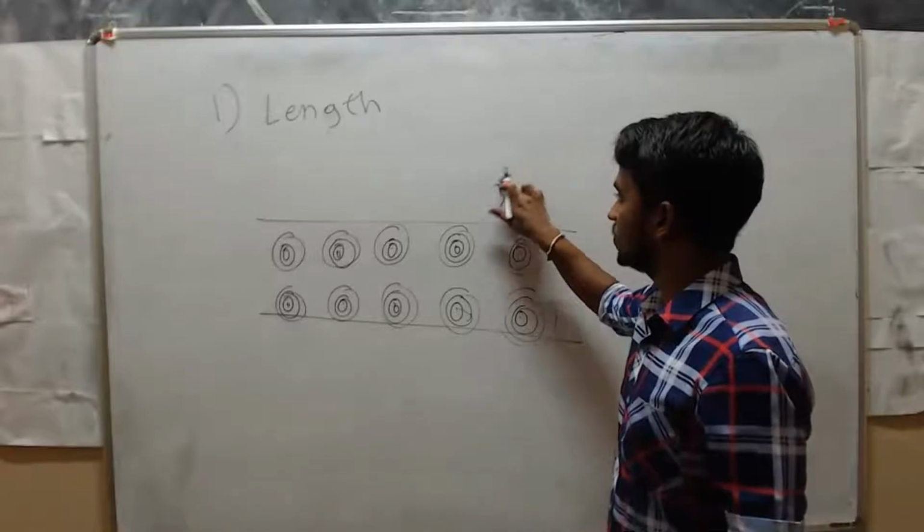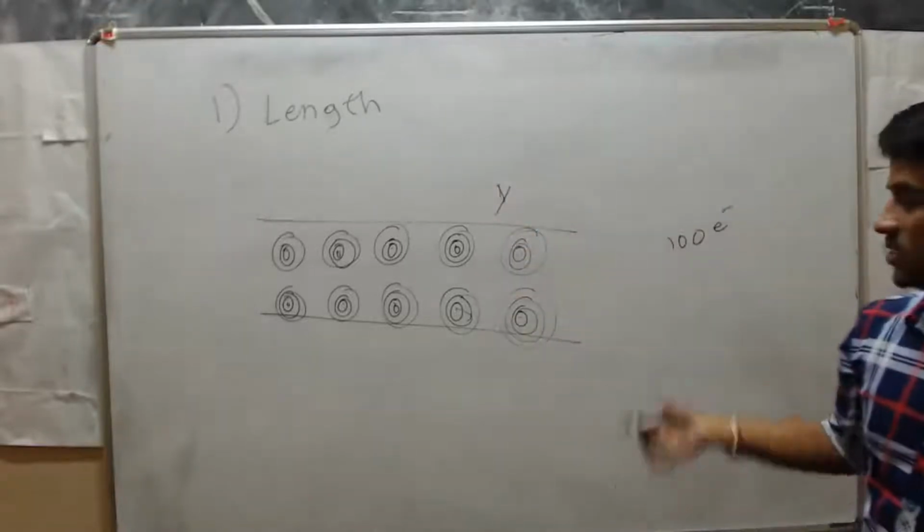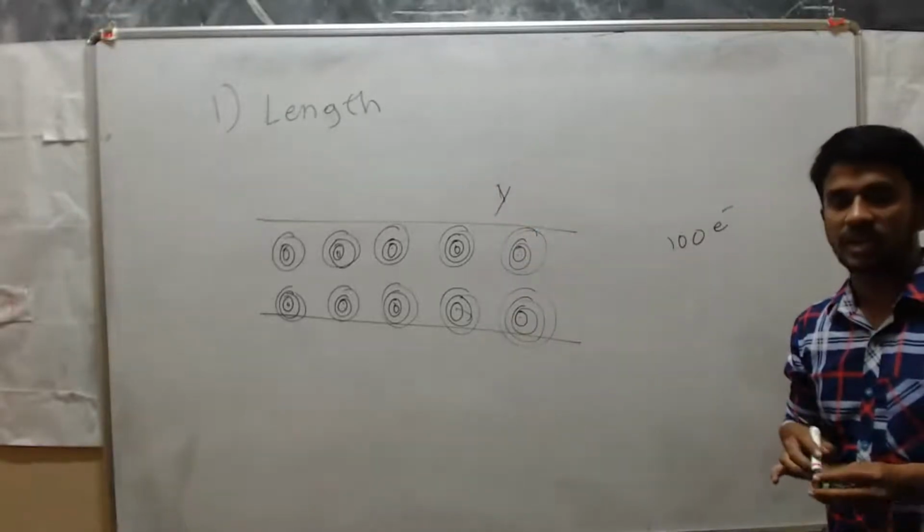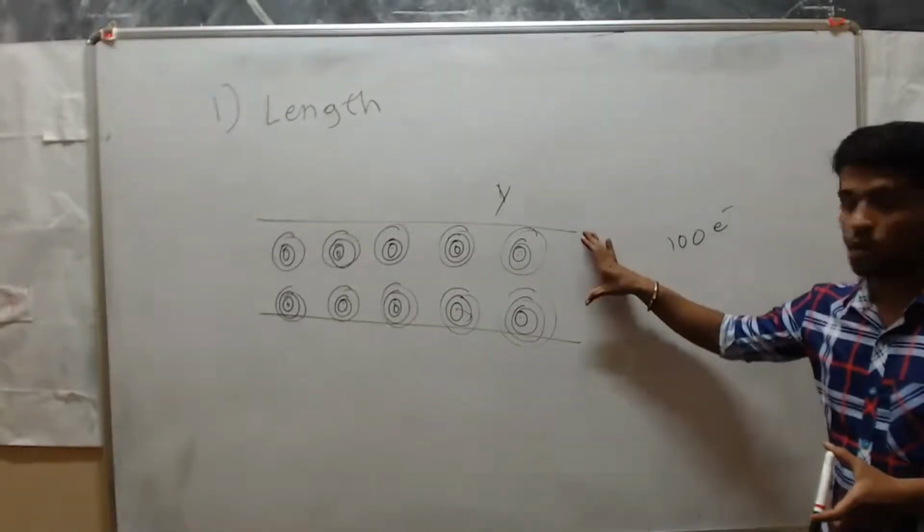Earlier we have seen that collision increases. Now tell me, in this case does collision increase or decrease? Now they have more area, right?